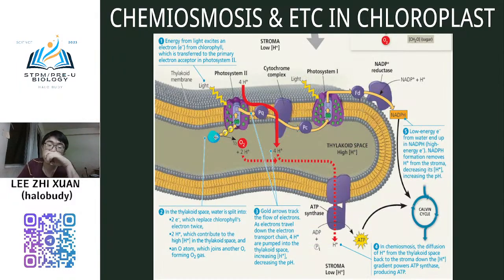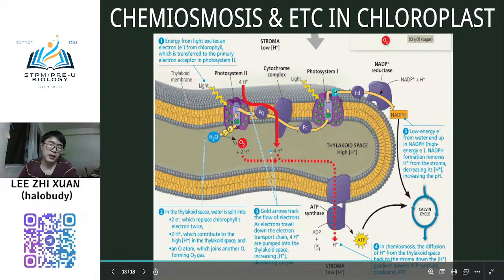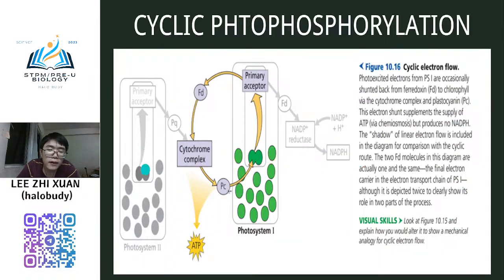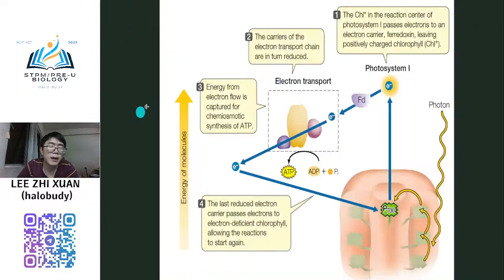So if you see here, in the ETC, if you still remember in chapter 5, chemiosmosis, oxidative phosphorylation, and the electron transport chain that you learned in chapter 5, the electron comes from the energy carriers, right? NADH, FADH2. The energy comes from there. But here, the electron comes directly from the primary acceptor.